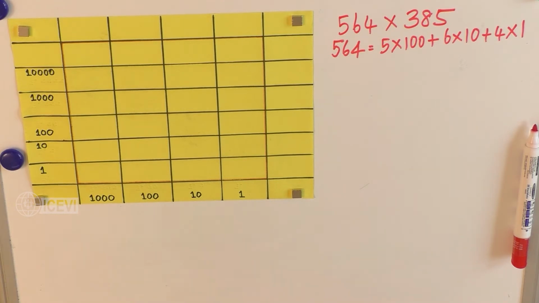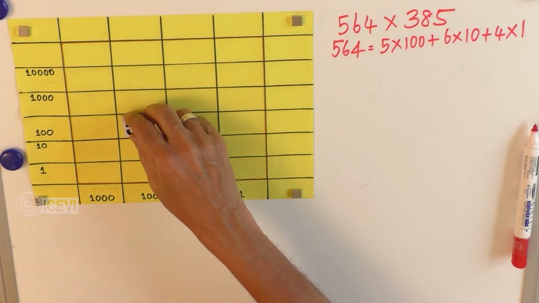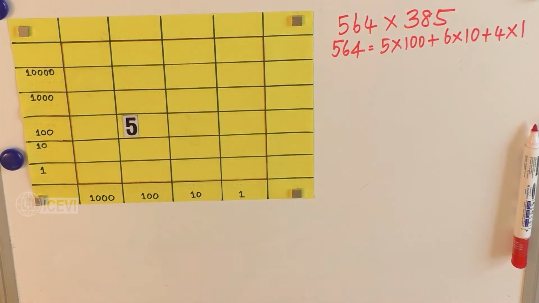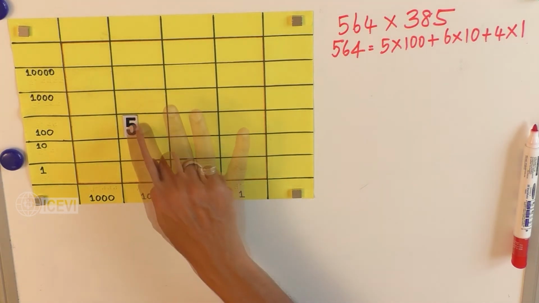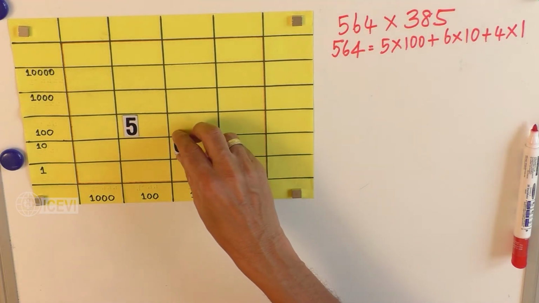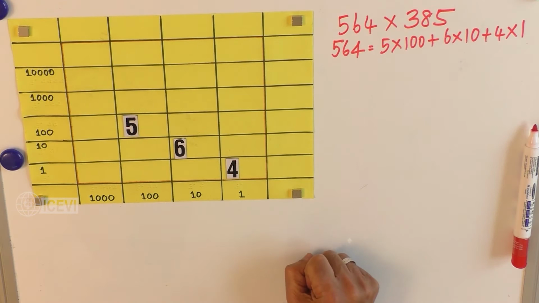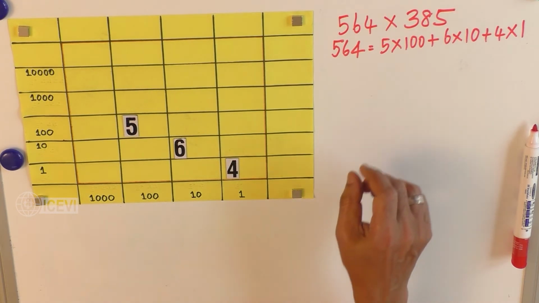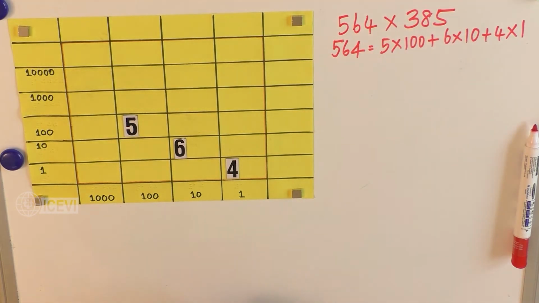So let us place the number 5 in the hundreds column. Now you can check it horizontally and vertically. The 5 is in the 100th column. Now let us take 6 and place it in the tens column. Now let us take 4 and place it in the unit column. Now 385 of the multiplicand should be broken into 3, 8 and 5 for the purpose of multiplication.